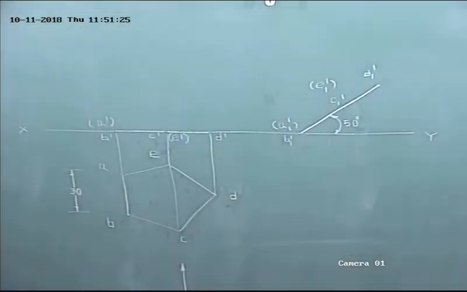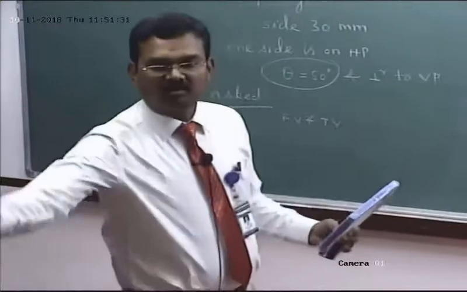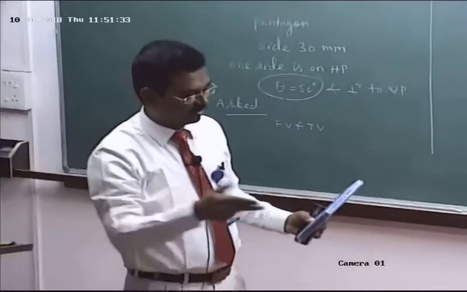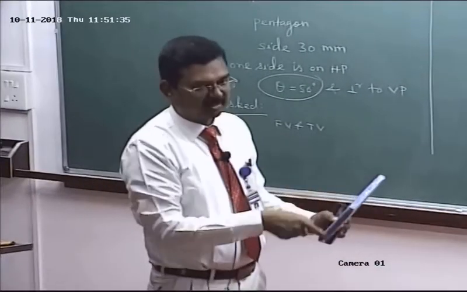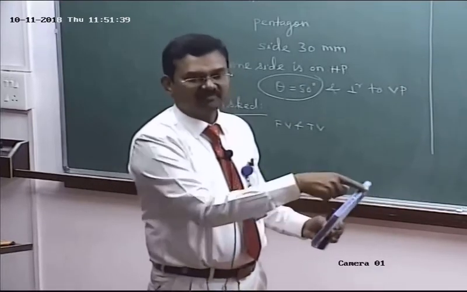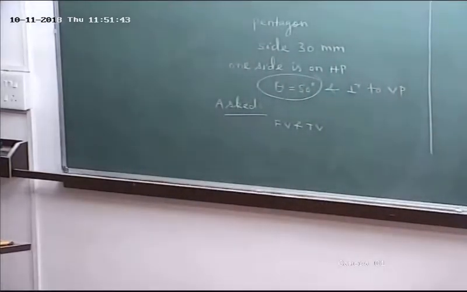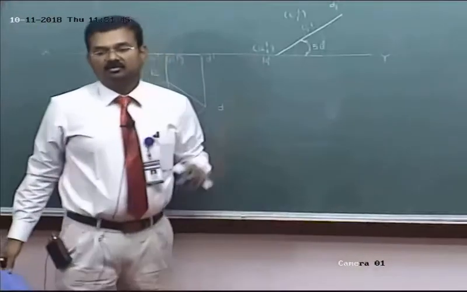Required front view. Listen, one side is resting on HP. The surface makes an angle of 50 degrees to HP. What about the front view? To get the front view, look from the front. In the front view, imagine the observer is far away from the object. Two sides are visible, but it appears like a straight line. So this is the required front view. Am I right? Okay.